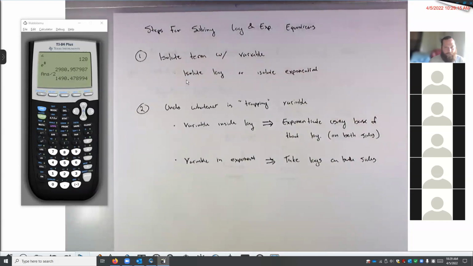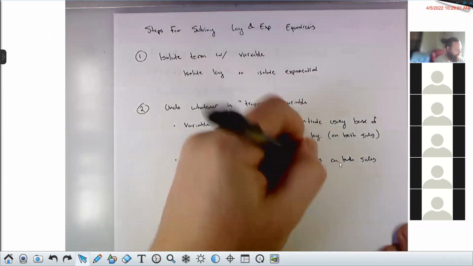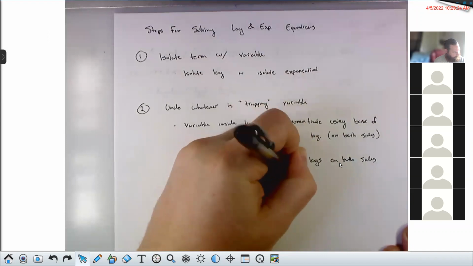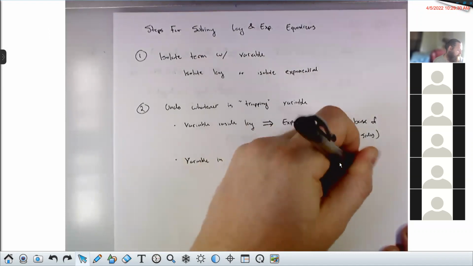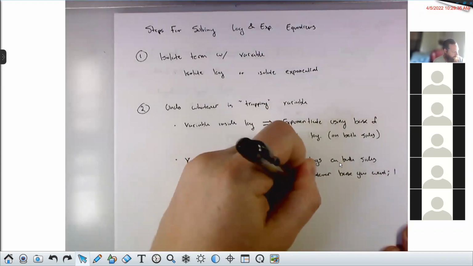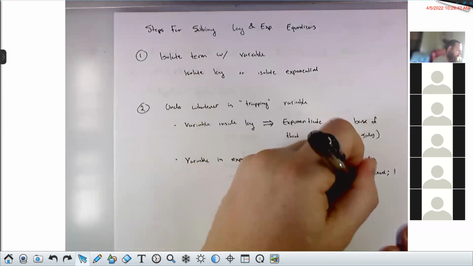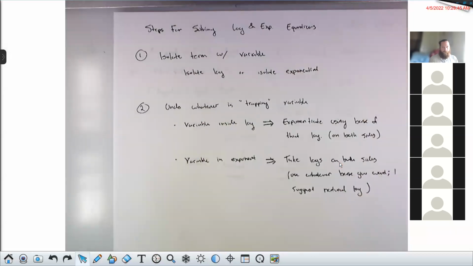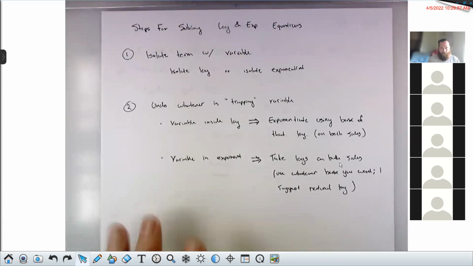And with the exponentials, if your variable is trapped in an exponent, then you could use whatever base logarithm you want. I suggest the natural log, because using the natural log, your answer will come out in a form that you can easily plug into a calculator without having to rely on the change of base formula. This is almost the entire story.